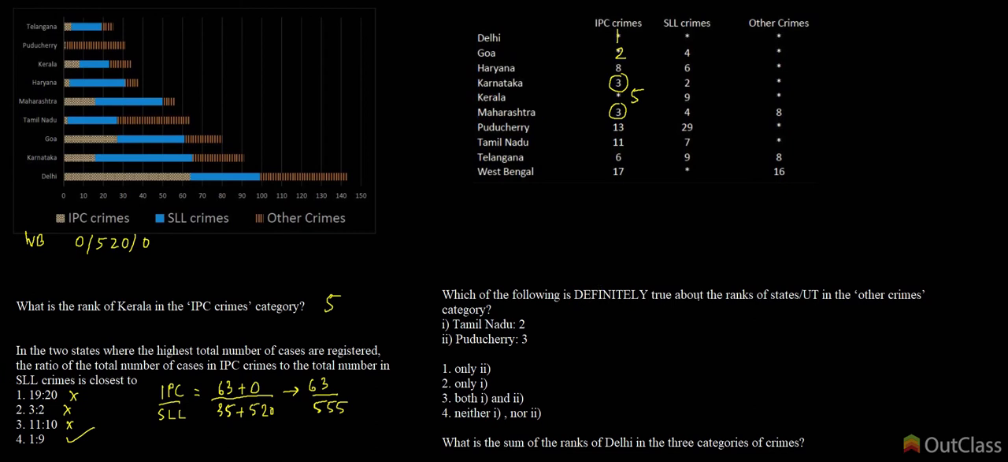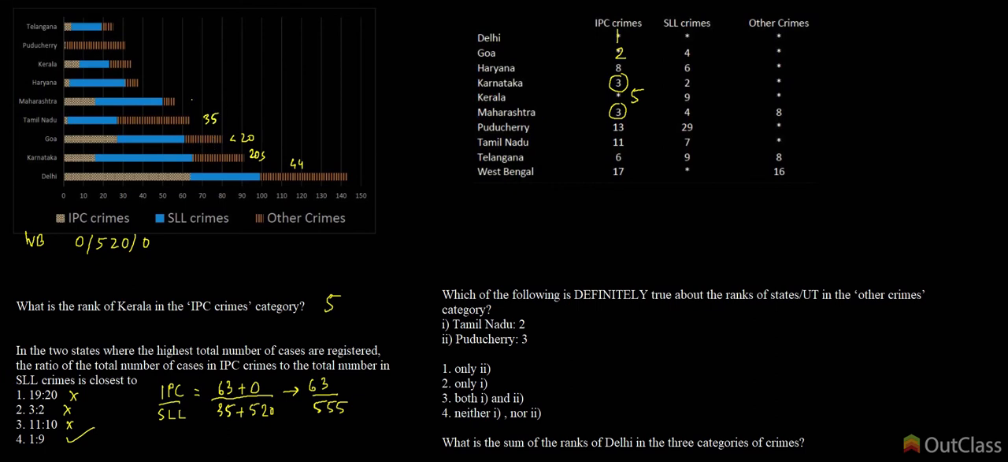Third question, which of the following is definitely true about the ranks of states and UTs in the other crimes category? The other crimes category is the last one. Delhi is around, let's say, 44 maybe, and Karnataka has mid-20s. That's all we know, right? Goa has less than 20. Tamil Nadu has more than 30, mid-30s basically. I'm just going to take it as a rough value of 35.